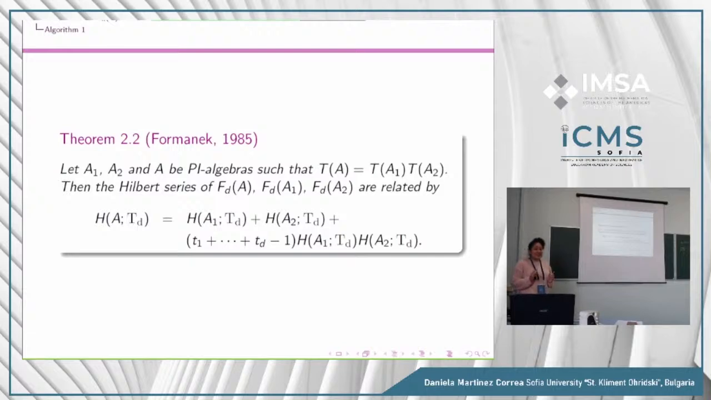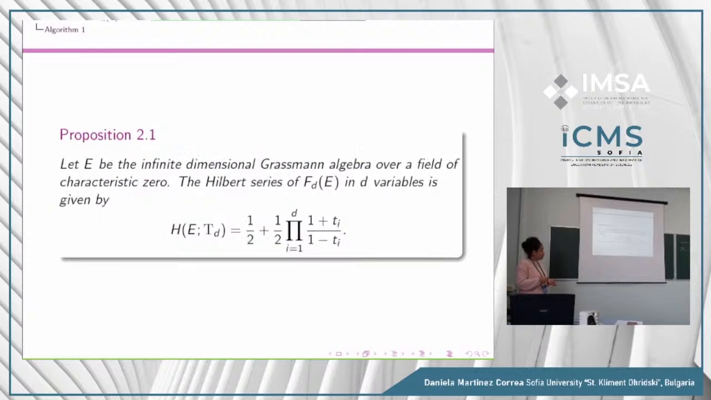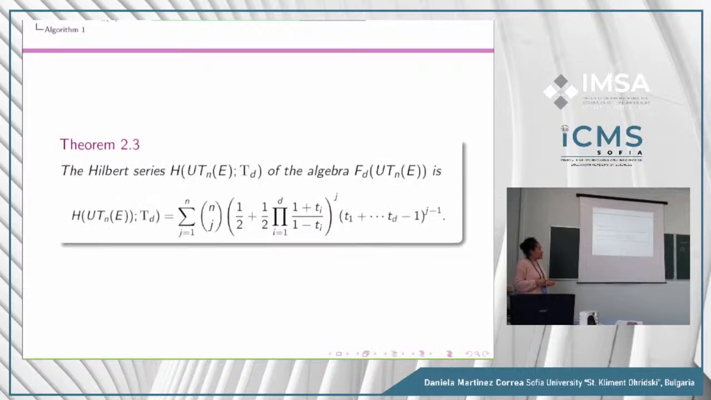Okay? But this result is well known to mathematicians. Okay? So the Hilbert series of the Grassmann algebra is given by this expression. Okay, then using the previous theorem and induction over n, we can calculate the Hilbert series of this algebra. But note that in this expression it's not easy to see the multiplicities m lambda. So we need to find an easy way to write that. Okay?